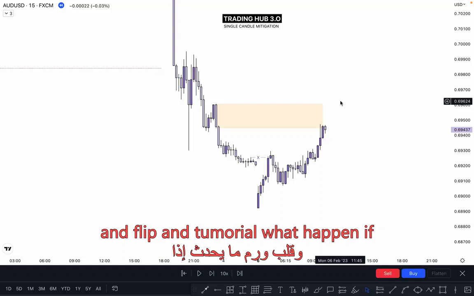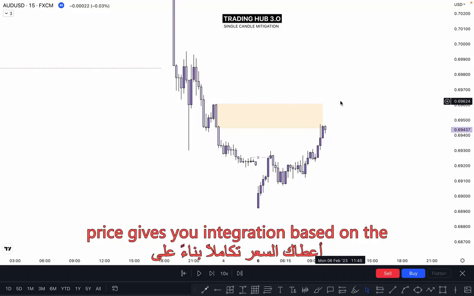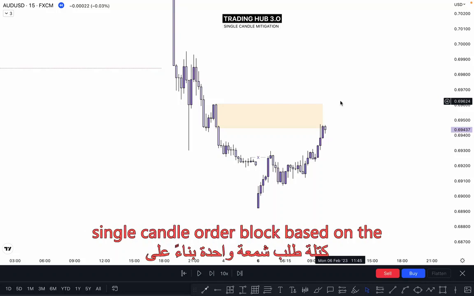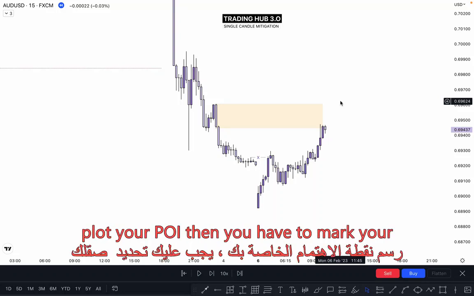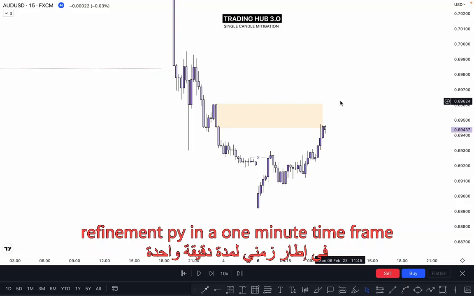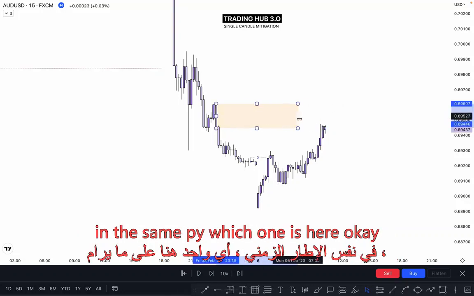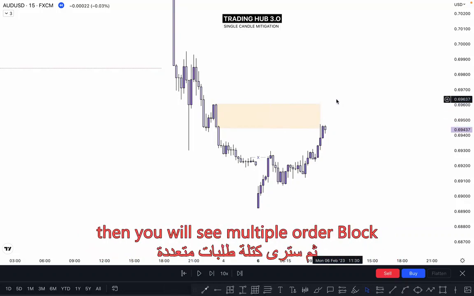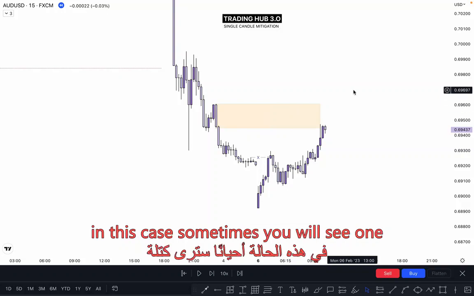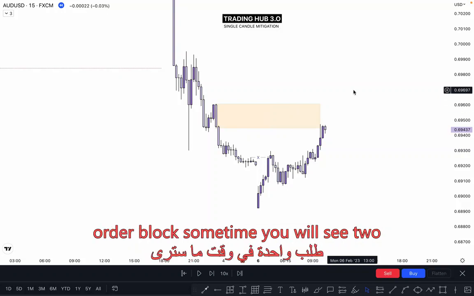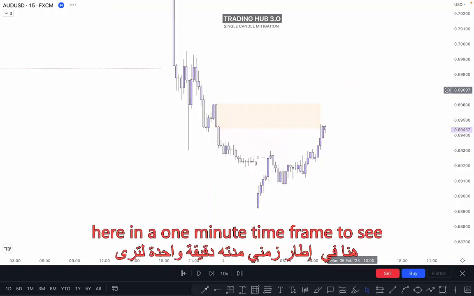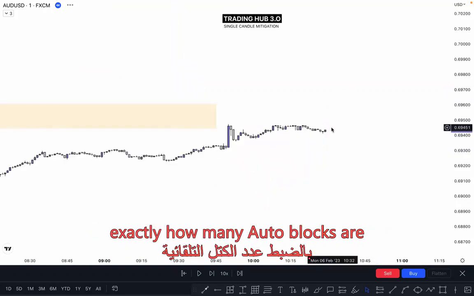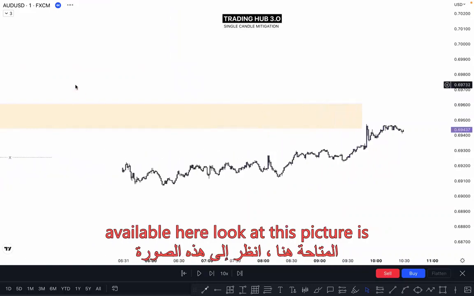What happens if price gives you an indication based on a single candle order block, based on a single candle mitigation? Once you plot your POI, then you have to mark your refinement POI in the 1 minute time frame in the same POI, which one is here. Okay, then you will see multiple order blocks. In this case, sometimes you will see one order block, sometimes two order blocks. So first of all, switch here to the 1 minute time frame to see exactly how many order blocks are available here.